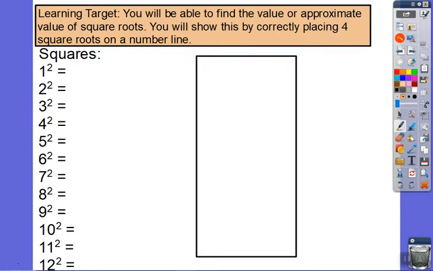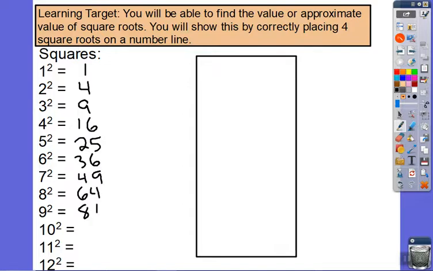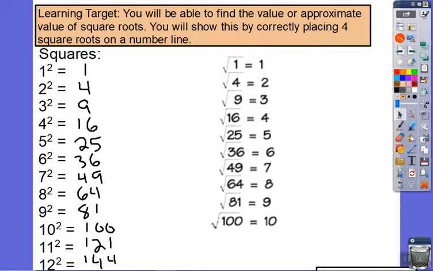1 squared is 1 times 1, which is 1. 2 squared is 2 times 2, which is 4. 3 times 3, 4 times 4, 5 times 5, 6 times 6, 7 times 7, 8 times 8, 9 times 9, 10 times 10, 11 times 11, and 12 times 12. So those are called our perfect squares, and we can get the square roots of them.